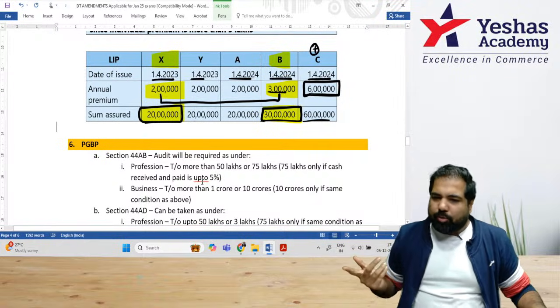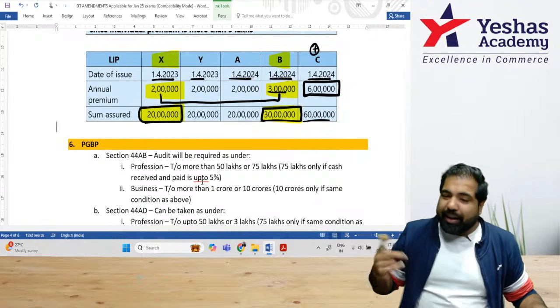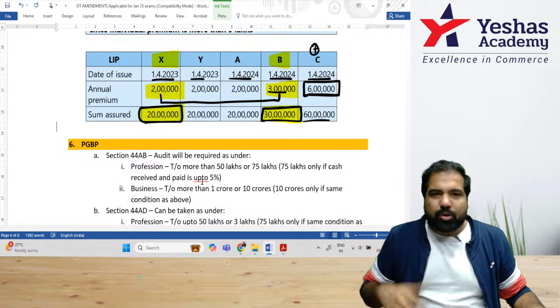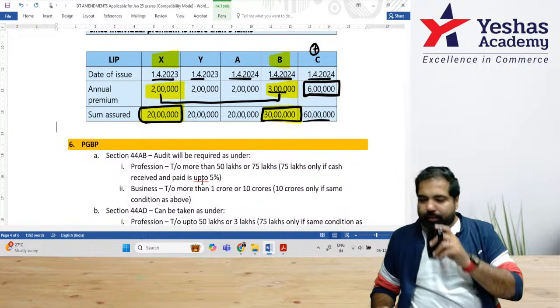A and B also actually could be the answer. Guys, 1 minute, 1 minute. A and B also could be the right answer. And so Y and B. Anything with B is a good combination because you get a better benefit. Perfect.